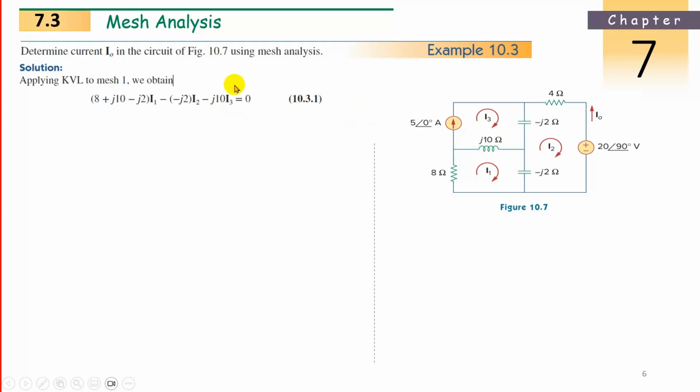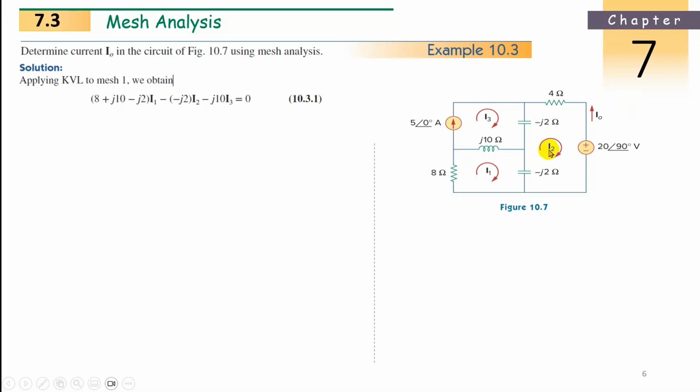So minus J10 I3. Now in this capacitance, not only I1 but I2 is also flowing. What is I2 doing here? It is opposite to I1. So minus of minus, that is plus J2. So that's why it is minus in brackets minus J2 I2, which becomes plus. So this is the first equation of this loop.